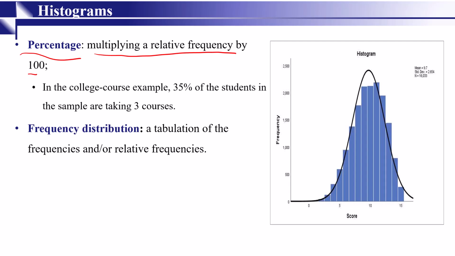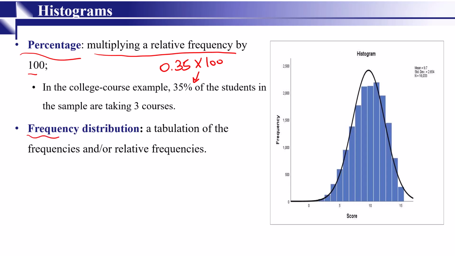For example, if the relative frequency of students taking 3 courses in college is 0.35, then if you multiply by 100, you get 35%. In a histogram, percentage can be represented by adjusting the height of the bars to reflect the proportion of the total data. This can provide a clear interpretation of the data in terms of percentage.